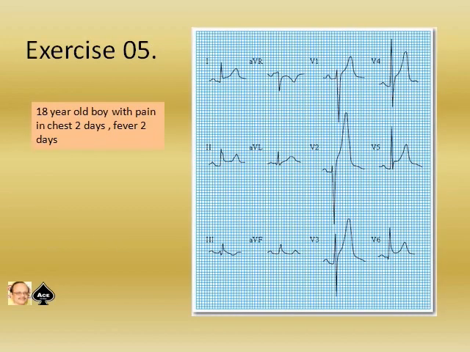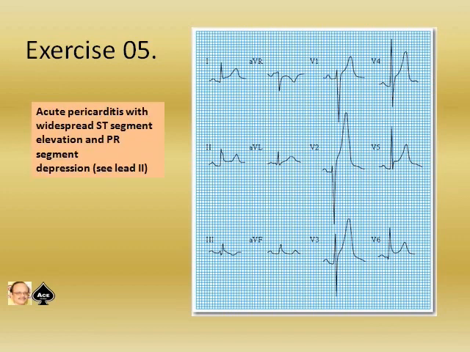This exercise number 5 shows an 18-year-old boy with pain in chest for 2 days and fever for 2 days. What's the finding? That shows acute pericarditis with widespread ST segment elevation and PR segment depression. See lead 2.